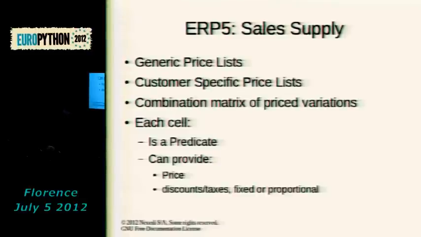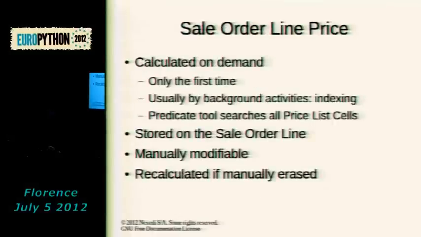So in the end, each cell of these price list matrices is a predicate in the system. It has a condition that can apply or not to a cell. And for each sale order line, we pile up all the pricing predicate cells, order them by priority, and select either the fixed price or the variation, the fixed variation or the proportional variation for each one of those according to their priority. You can see it's a very complicated calculation. You don't have to remember all that. You just have to remember it's complicated.